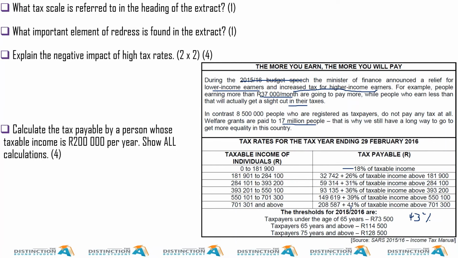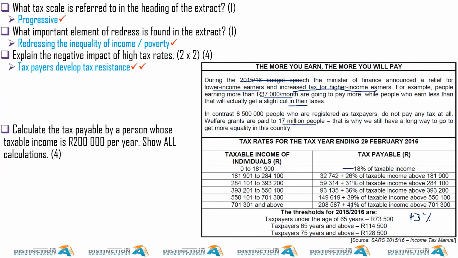What tax scale is referred to in the heading of the extract? It is a progressive one. We've been saying this 1,000 times. What important element of redress is found in the extract? That will be redressing the inequality of income or poverty. Explain the negative impact of high tax rates. We've seen this over and over again. Taxpayers develop tax resistance, and this may result in tax avoidance or evasion of tax.